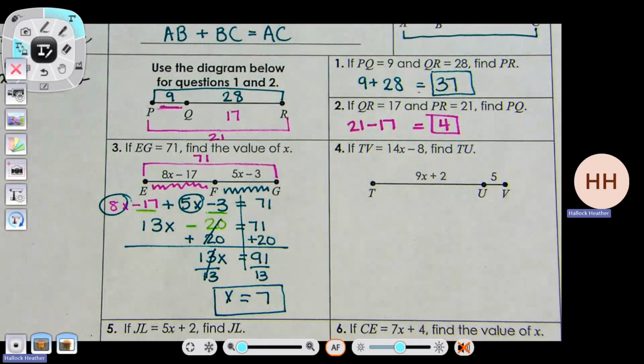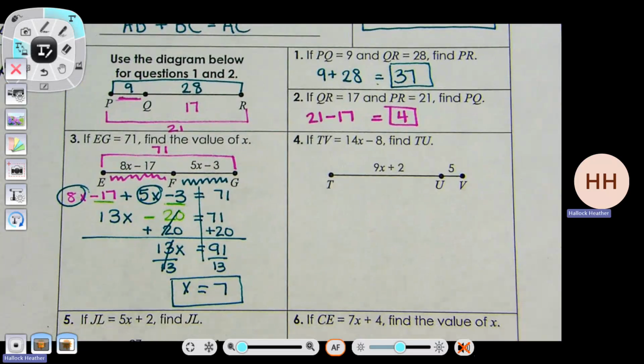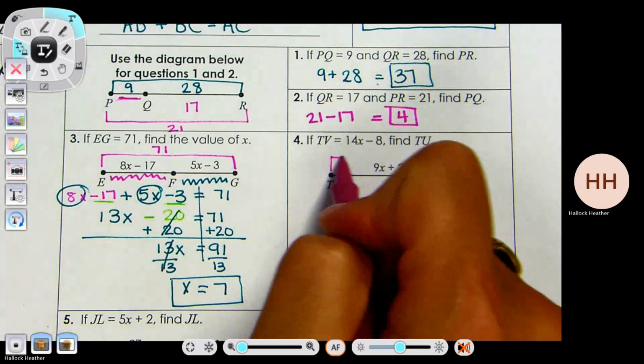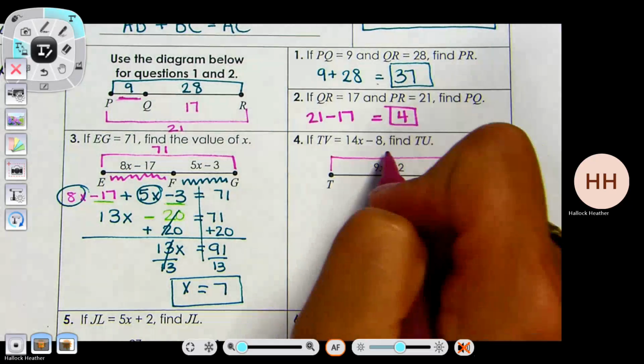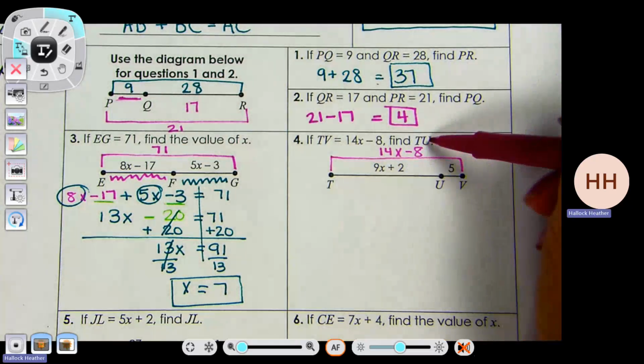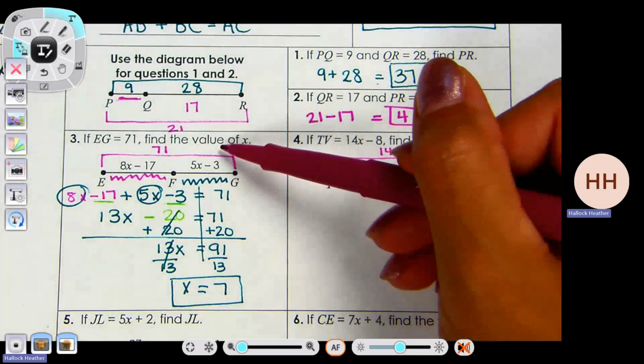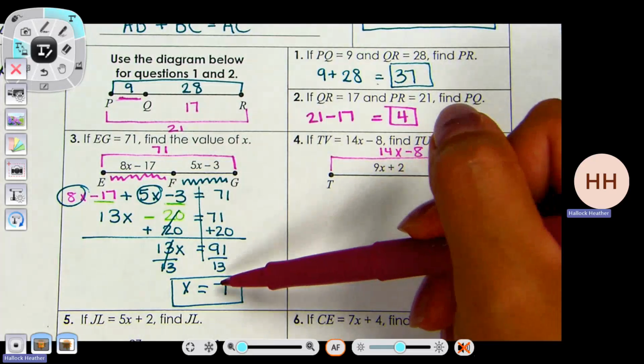So we're going to do it again. We're going to do number 4. So number 4 says if t to v is 14x minus 8, this time we need to find tu. What this means is I have to substitute it back in to get a length of it. But I still need to solve for x first, so that way I can substitute it back in.